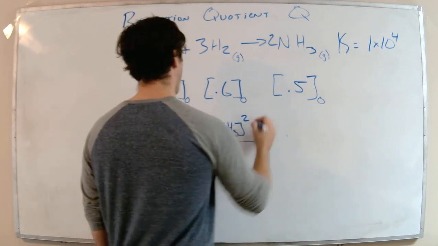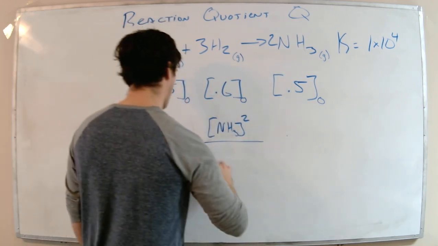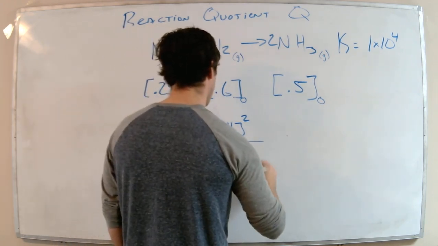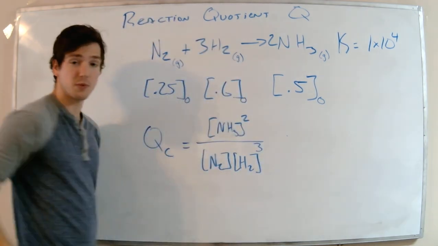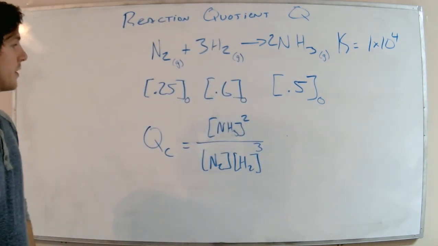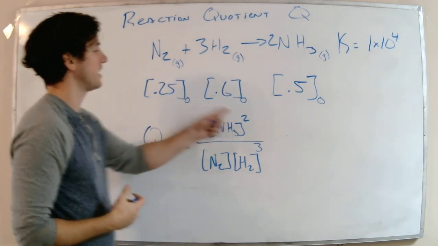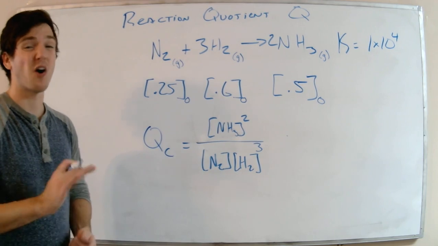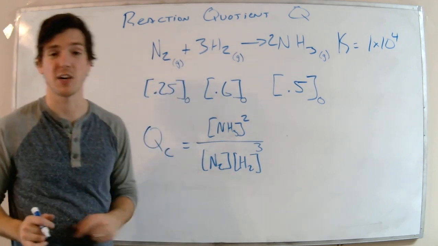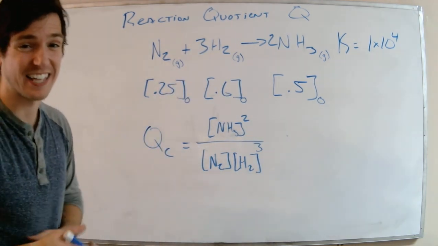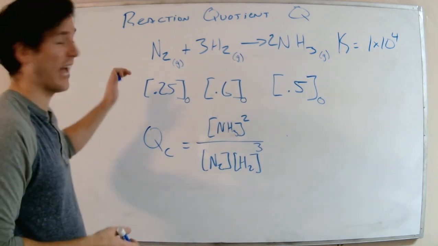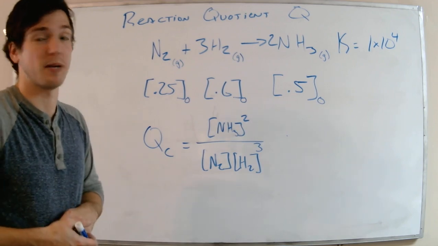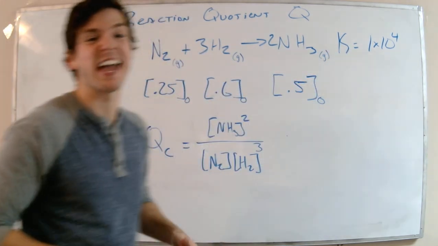NH3 squared over our reactants, which are N2 and H2 cubed, because there's a 3 in front of it. And now all I'm doing is I'm plugging in those initial concentrations. Remember, we can only use Q if we have all the concentrations of everything in our equilibrium expression and it's not at equilibrium. It could be at initial, it could be halfway through, but it can't be at equilibrium, or else that would give us our K.